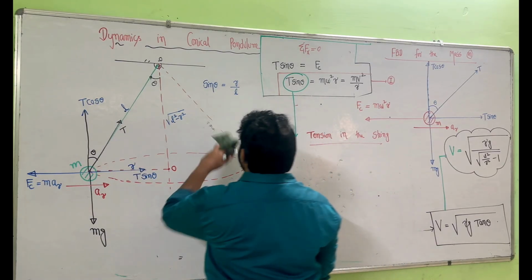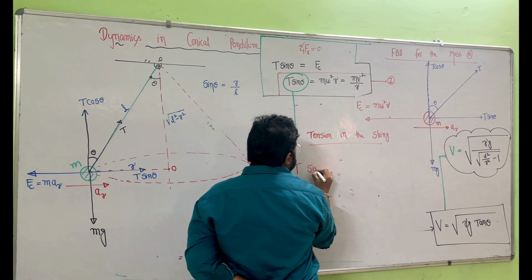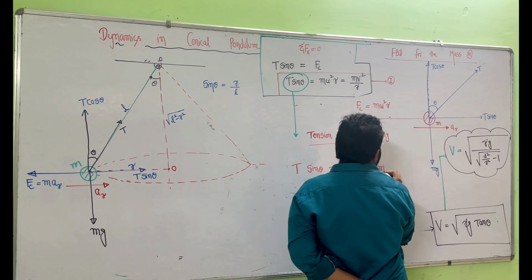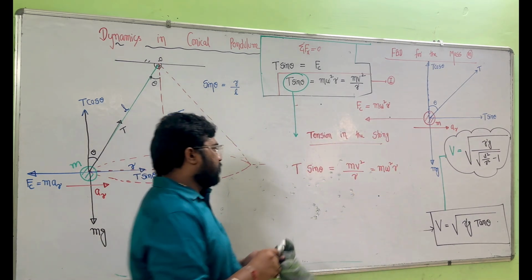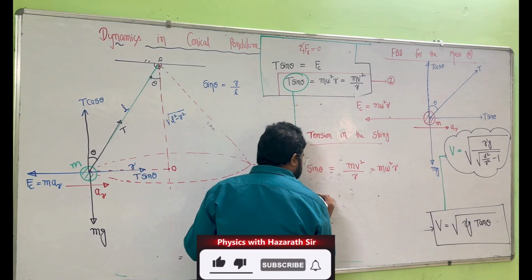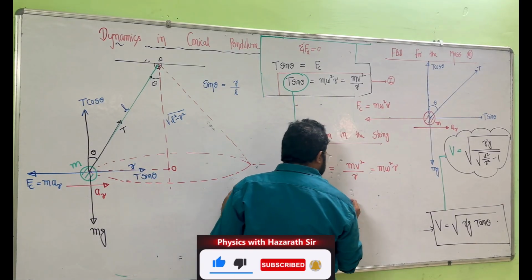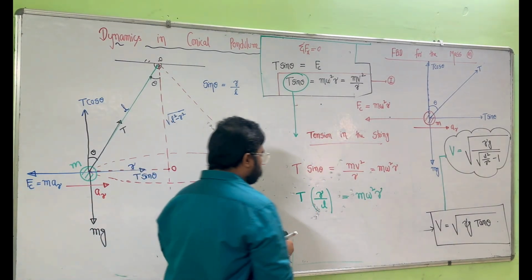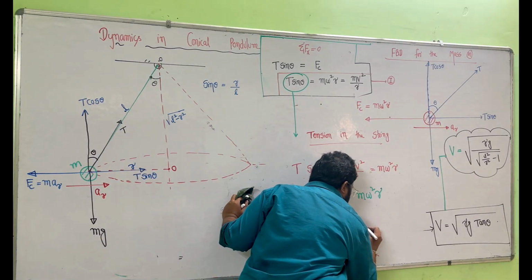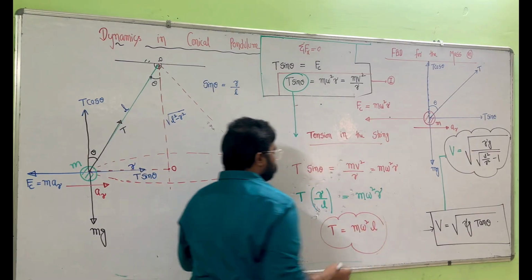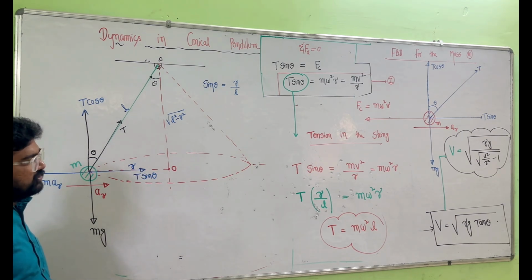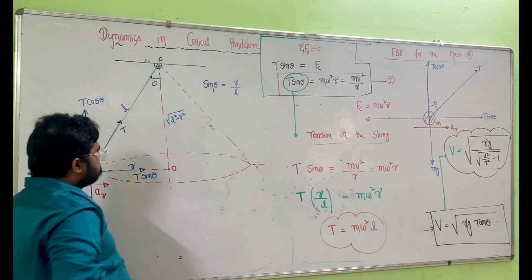So T sin theta equals mv square by R, that is m omega square R. T sin theta can be written with sin theta as R by L, which equals m omega square R. So tension T equals m omega square L. This is the tension in the string, m omega square L.